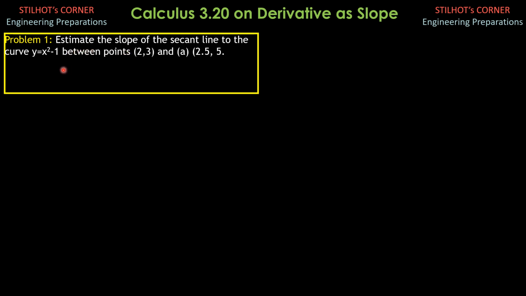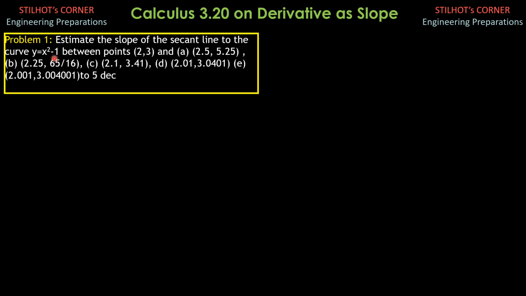Estimate the slope of the secant line to the curve y equals x squared minus 1, which is a parabola opening upward with vertex at x is 0, y is negative 1, between points (2, 3) and letter A (2.5, 5.25), B (2.25, 65/16), C (2.1, 3.41), D (2.01, 3.0401), E (2.001, 3.004001), to 5 decimal places. Also guess the slope as the other point approaches (2, 3).